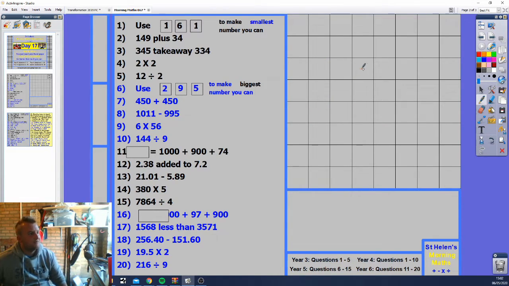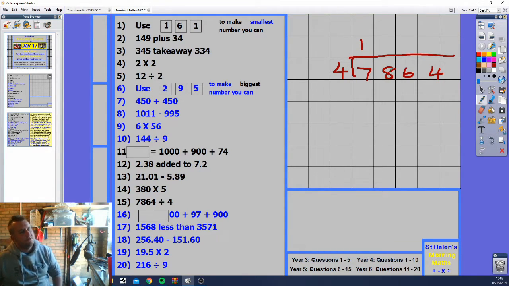Okay, 7864 divided by 4. 4 goes into 7 once, which is great. But it doesn't go perfectly. There's some left over. 4, 5, 6, 7. So there's 3 left over. 4 goes into 38. I know it goes 9 times because it's close to 40, but it's not quite 40. Remember, 4 times 10 is 40, so it'll be 9. 4 times 9 is 36, so there's 2 left over, it becomes 26.